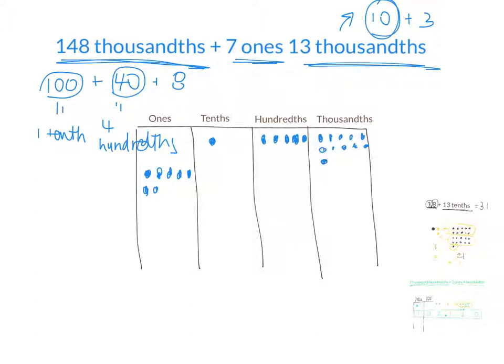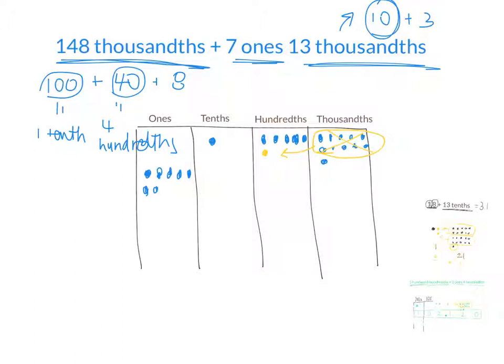Yes. What do I need to regroup, Marvin? You need to regroup the thousandths. Good. I can see easily. I have 2 rows here, which means I have 10 thousandths, so I need to regroup those to become 1 what? 100th. 100th, very good. Is there anything else I need to regroup? No. So now I'm ready to write it in standard form.